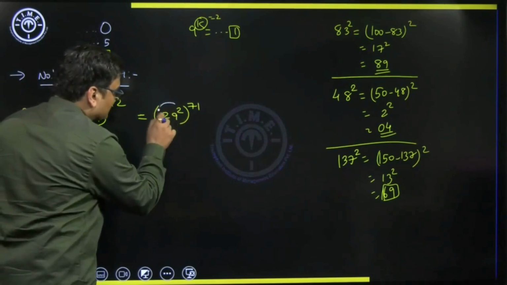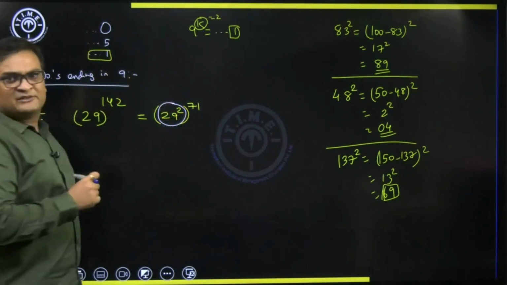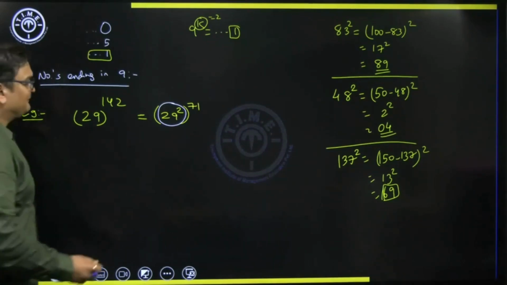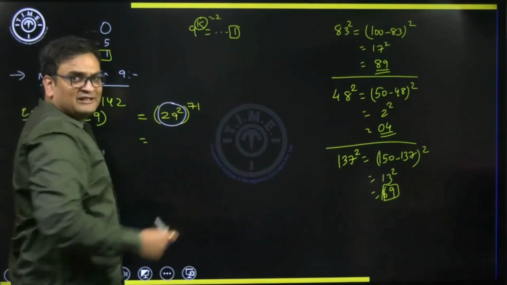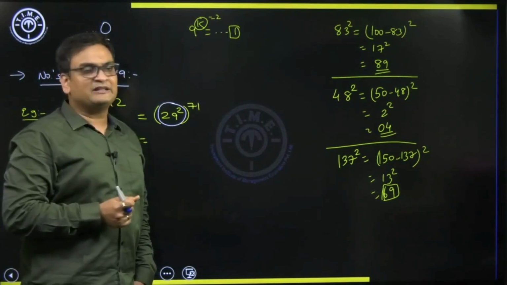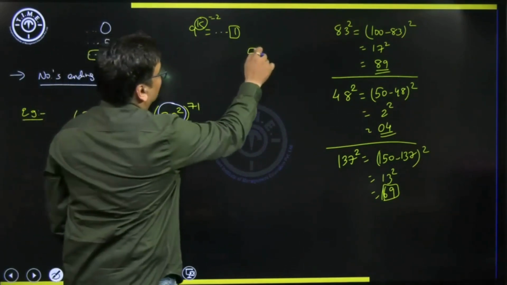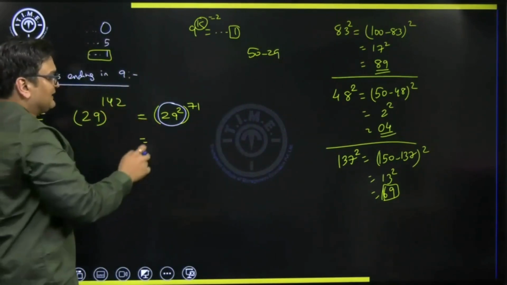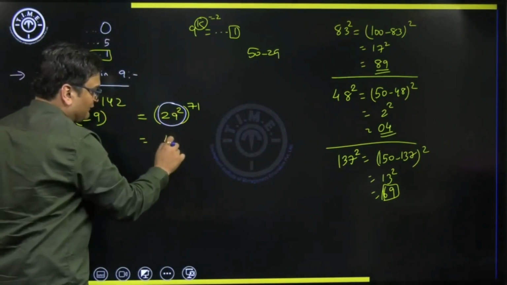Look at this number that I am circling, 29 square. So what are the last two digits of 29 square? Now can I say from that process, 29 square will be same as 21 square, right? 50 minus 29. So what is 21 square? 441. Hence can I say last two digits of this circle number will be 41.